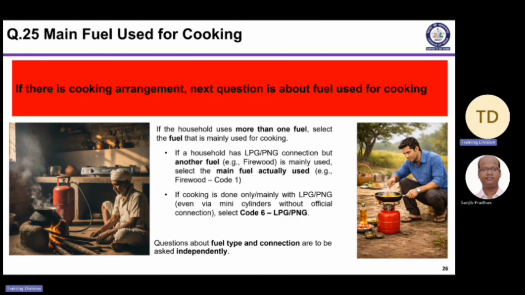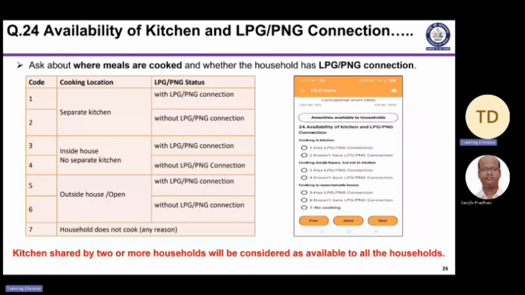Question number 24, actually, is availability of kitchen and LPG PNG connection. In that, code number 7, I think, is it related to this question? No cooking.